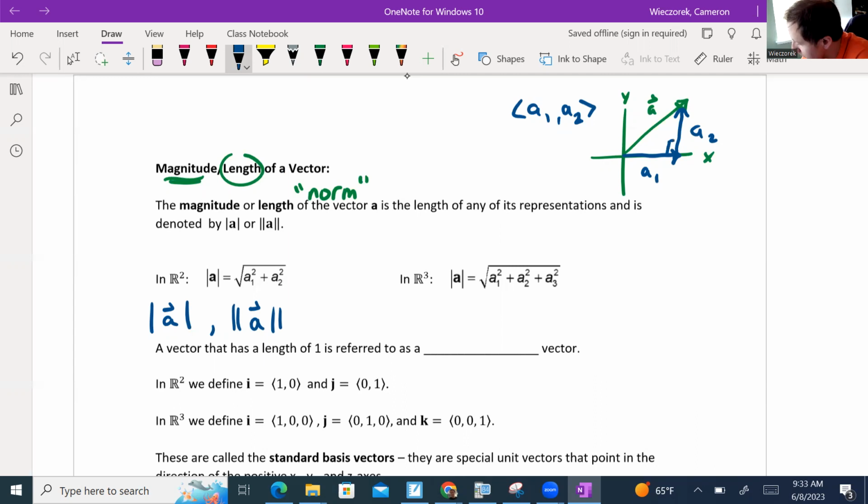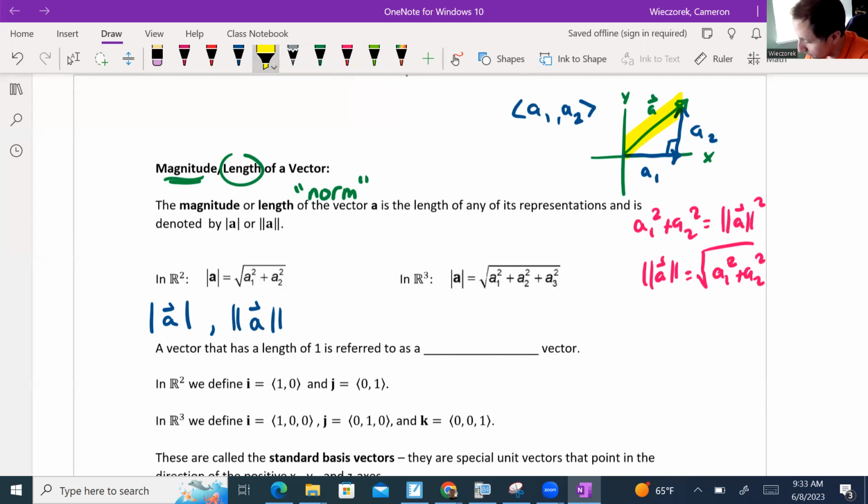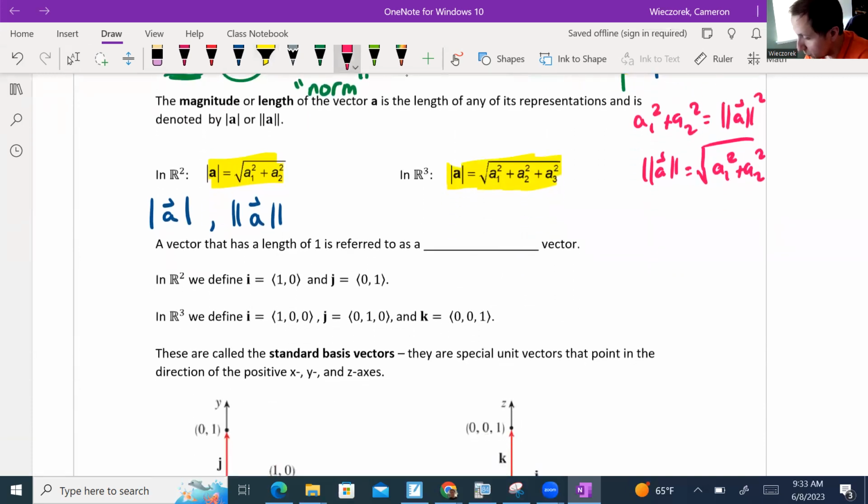It's really just Pythagorean theorem. If I wanted to know how long this hypotenuse of my triangle was, I would do a squared plus b squared equals c squared. So I would end up with a1 squared plus a2 squared equals the length of that vector, a squared, and then I would take the square root. So all I'm really doing is Pythagorean theorem. I'm squaring the components and I'm adding the results together and taking the square root. If you do it in R3, you have to add on a third component as well, because you'd be working three-dimensionally.